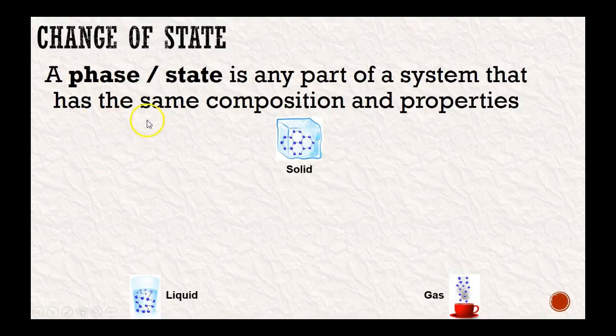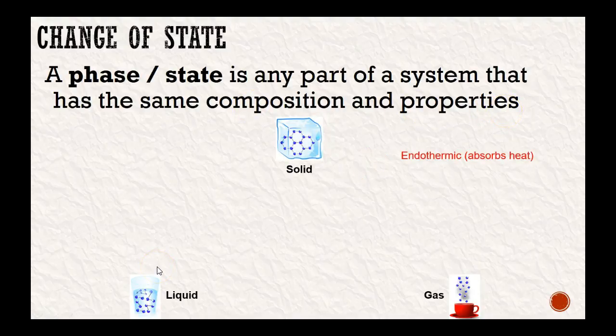Now when we're saying that they have the same composition, pretty much all of the ice is going to have the same composition in frozen water. Same thing with liquid. Liquid water is liquid water. Throughout the entire amount of liquid water, it's going to have pretty much the same composition. Same thing with water vapor or gas. It's going to have pretty much the same composition and pretty much the same properties.